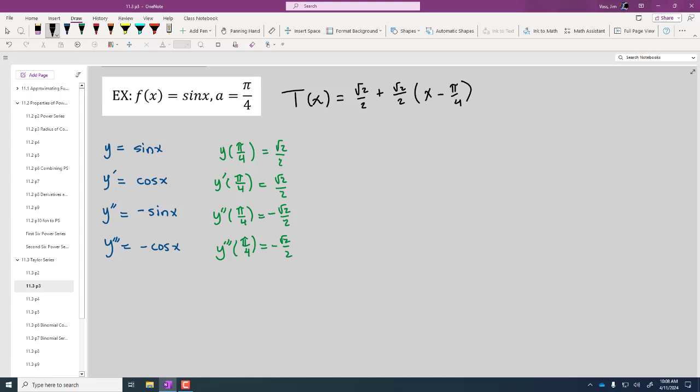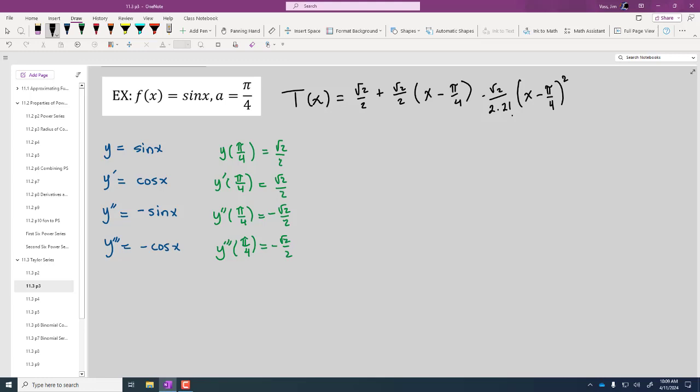The next term, minus square root of 2 over 2, but we also have to throw in a factorial. So good question, though, that you just mentioned. Is this an alternating series? Not quite. Not an alternating series. For an alternating series, it has to be plus, minus, plus, minus, plus, minus. This one is plus, plus, minus, minus.